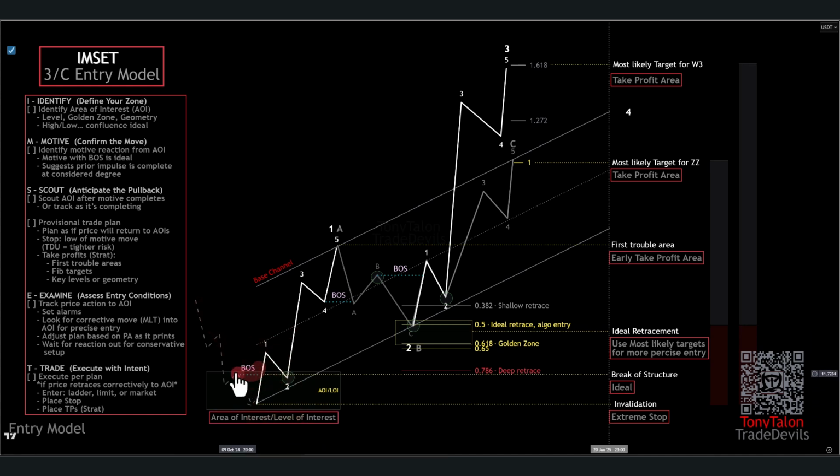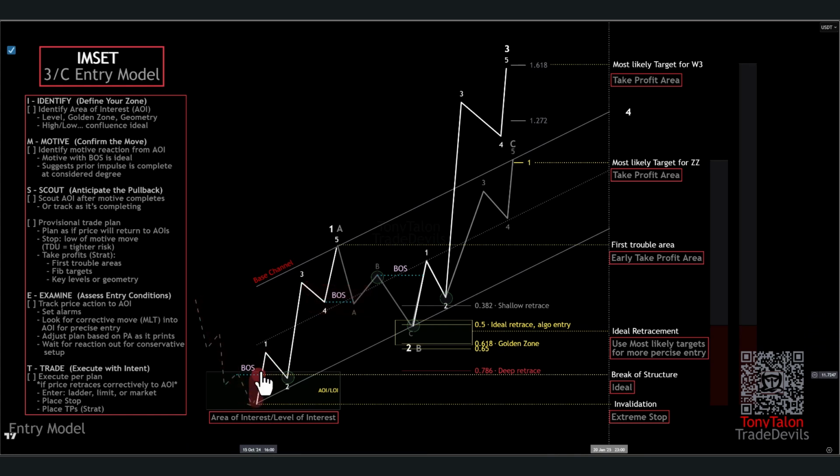So that's why a break of structure is kind of the key to this whole thing. It adds a lot more confluence and confidence into this model. And that's why it's such a big part of this model, break of structures as we go, because it confirms that the prior move is complete at whatever degree you're considering.